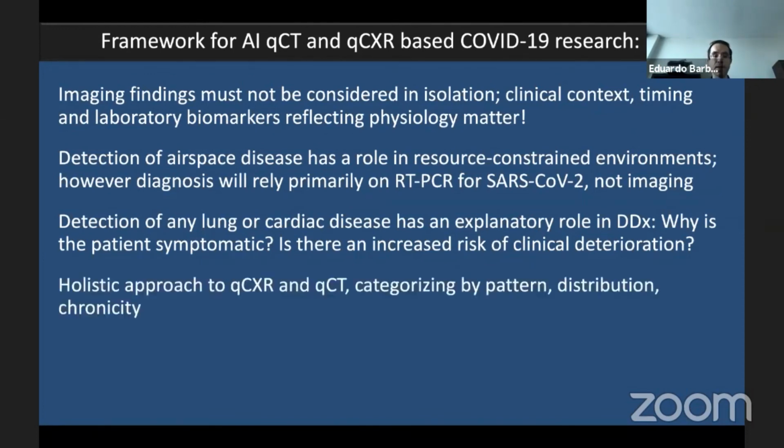including death. Also, I think it's important to take a holistic approach to quantitative chest radiography and quantitative CT. Again, trying to identify not only the patterns, but also thinking about ways to characterize the spatial distribution, the extent of the lung that's involved by the COVID-19 related disease patterns, and also the temporal evolution, whether the findings are acute or chronic and how they're changing over time.